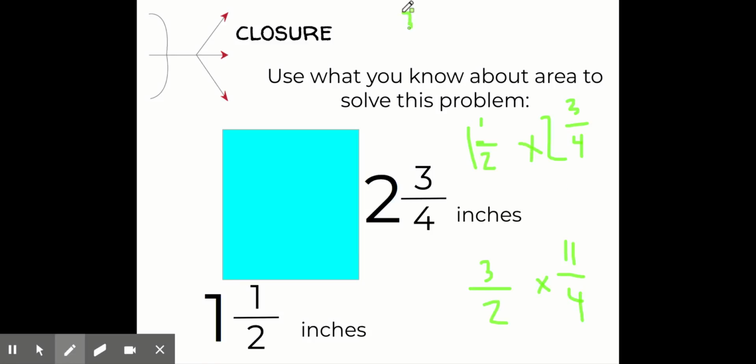I'm just going to write it up here where I have more room. 2 times 4 is 8. How many times can 8 go into 33? It can go in 4 times because 8 times 4 is 32. 33 minus 32 is 1. So my answer is 4 1/8 inches squared because I'm finding the area.